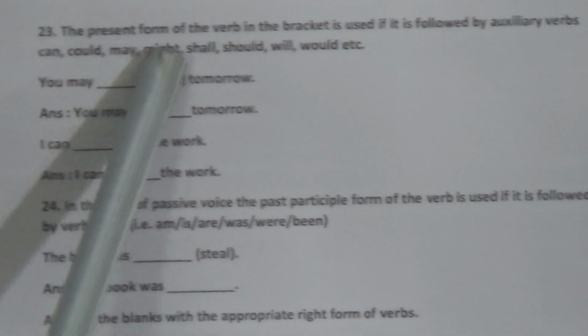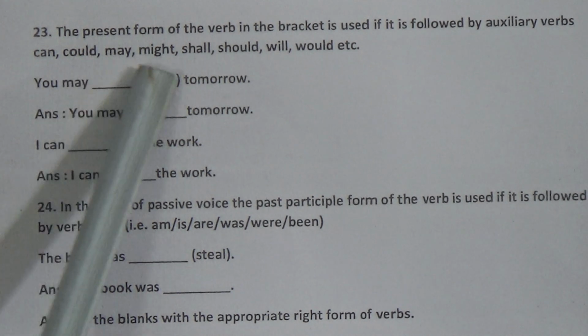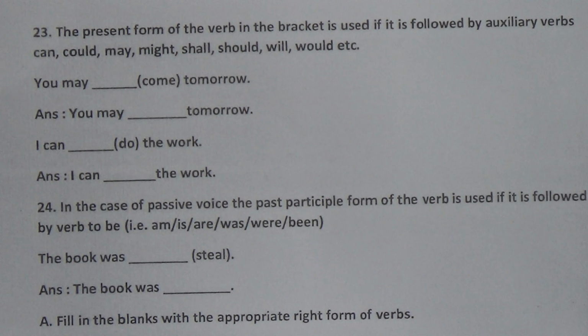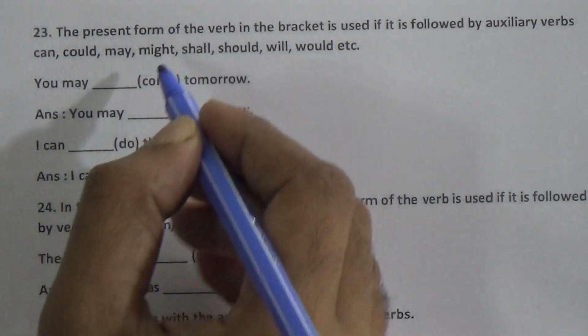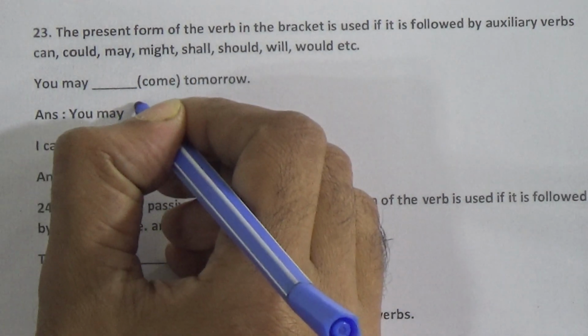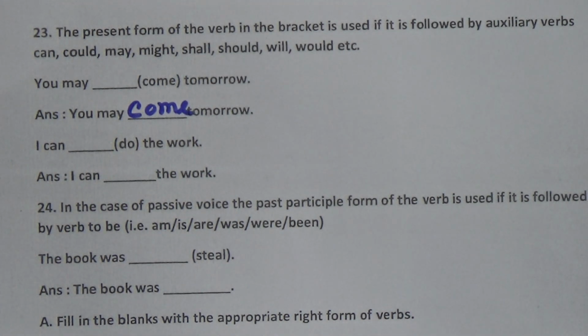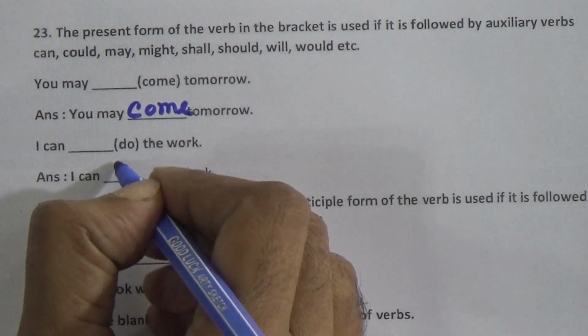The next one, rule number 23: the present form of the verb in the bracket is used if it is followed by auxiliary verbs like can, could, may, might, shall, should, will, would, etc. That means all of these are modal auxiliary verbs, and after modal auxiliary verbs we will always use the present form of the verb. You may (come) tomorrow, so the verb in the bracket will be in present form. You may come tomorrow. The next sentence is I can (do) the work, so it will be the same. I can do the work.